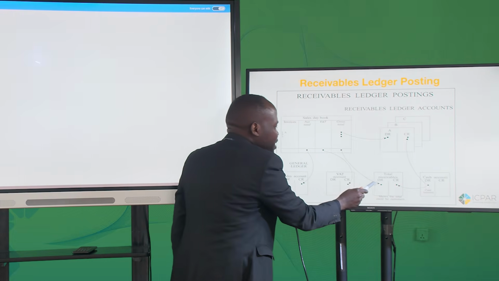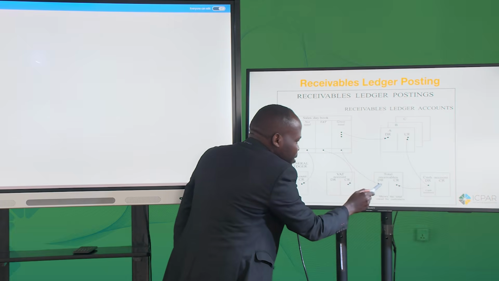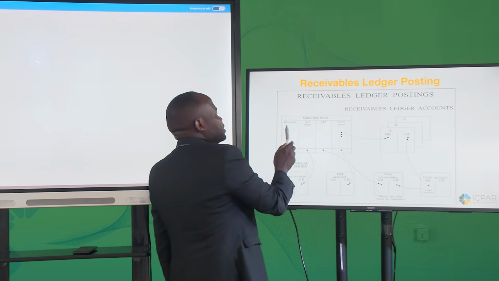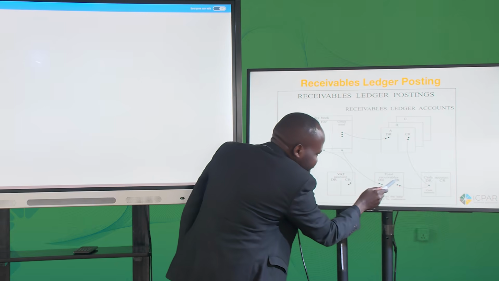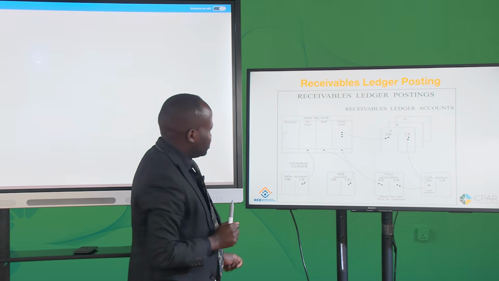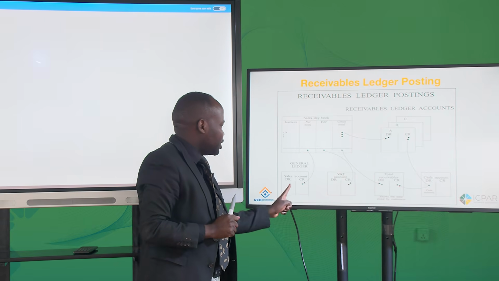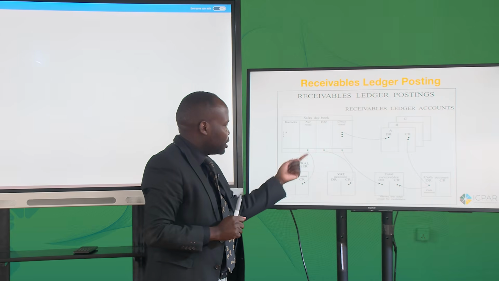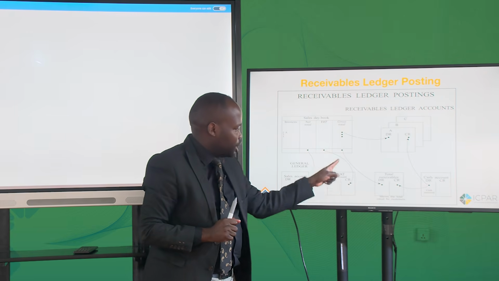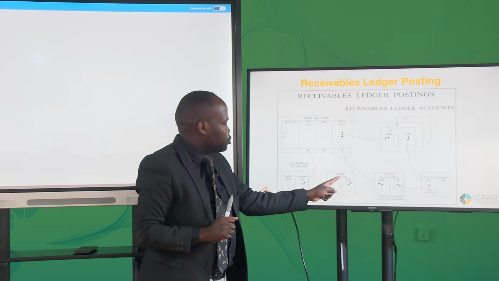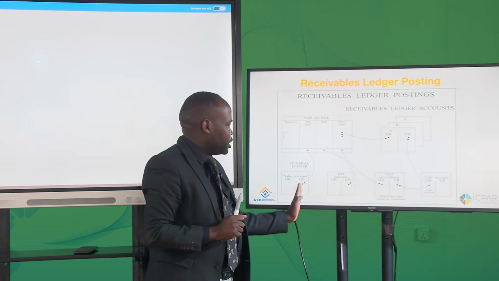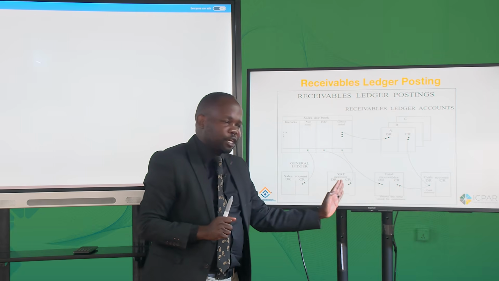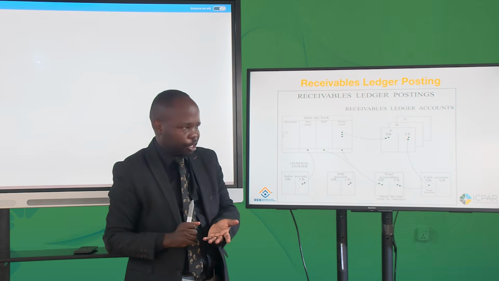Sales day book with the gross amount, you debit receivables account. Sales return day book, you credit receivables account. This other one goes to the general ledger, a sales account, and maybe if there was VAT it also goes to the sales account. Remember, sales is a credit entry if we are looking at double entry.